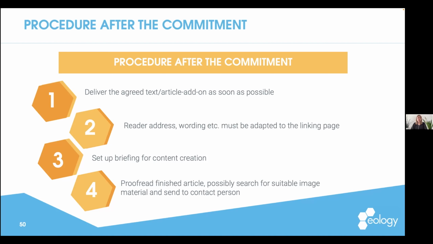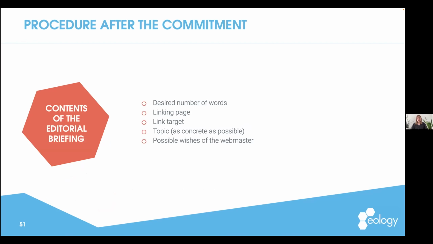Then, of course, set up a briefing for your content creation, for your editorial office, so they know what to write, which topic, and how long it should be. And as you're doing the outreach and are the expert for the communication with the webmaster, proofread the finished article and maybe search for suitable images, material, and maybe even some more information to send to your contact person.